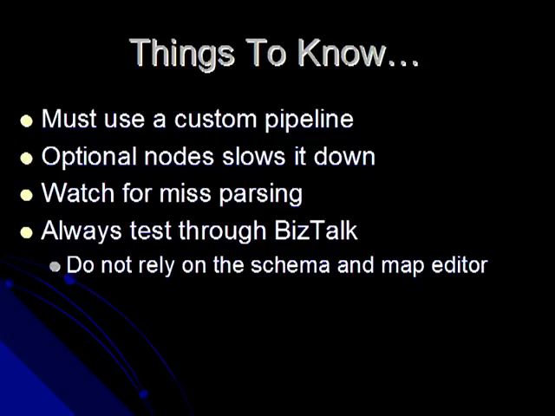And things you should know. Working with flat file documents, you always have to have a custom pipeline component because you have to use the flat file disassembler, and that's not anything that's pre-built for us. Optional nodes really slow down processing, typically because you have to switch from the speed to the complexity parsing modes. Watch out for misparsing when working with optional nodes, and that leads us into our last point: always test through BizTalk. Don't rely on the schema and mapper editor inside Visual Studio to do your testing. I have seen occurrences where they behave differently and you get different output.